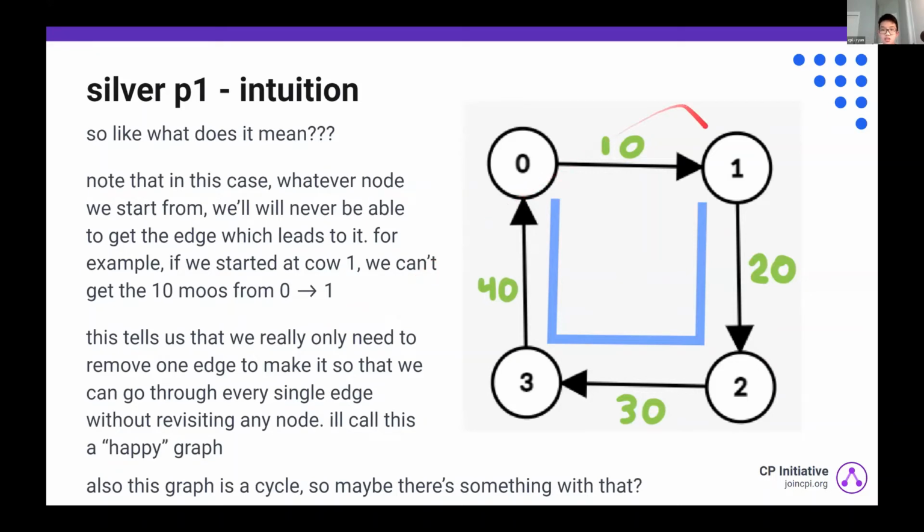So in this sample input, we need to remove one edge so that we can go through every single edge without revisiting any node, and we'll just call this a happy graph. Also, note that this graph is a cycle, or that if you continue along this path of 0, then it's just going to go back to 0.